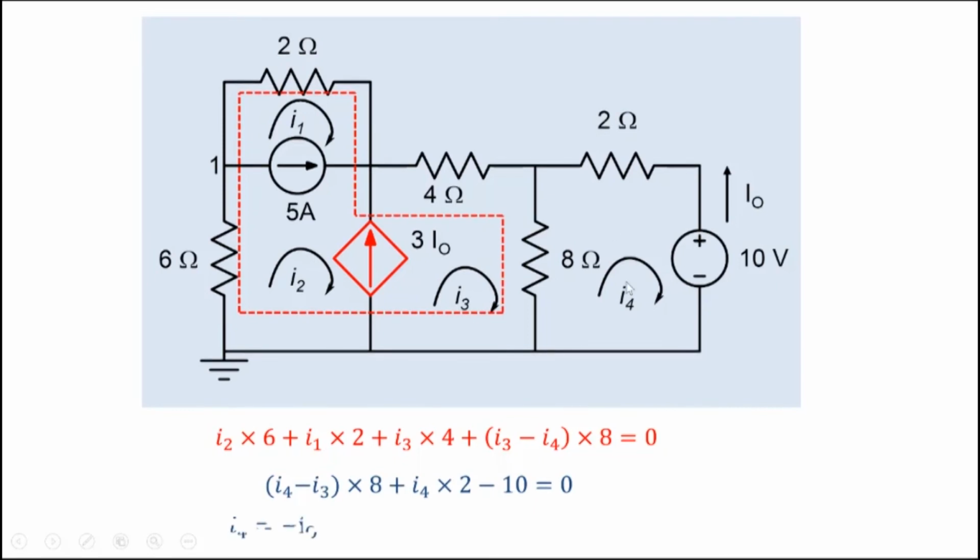And of course we have the other equations. We have I4 equal to minus I0 here. We have I2 minus I1, which is 5 amperes here. And we have I3 minus I2 is 3 I0 here. So these current sources give us relationships between the mesh currents. So we have enough equations. We can transform them now and solve them up to get the answers that we're looking for.